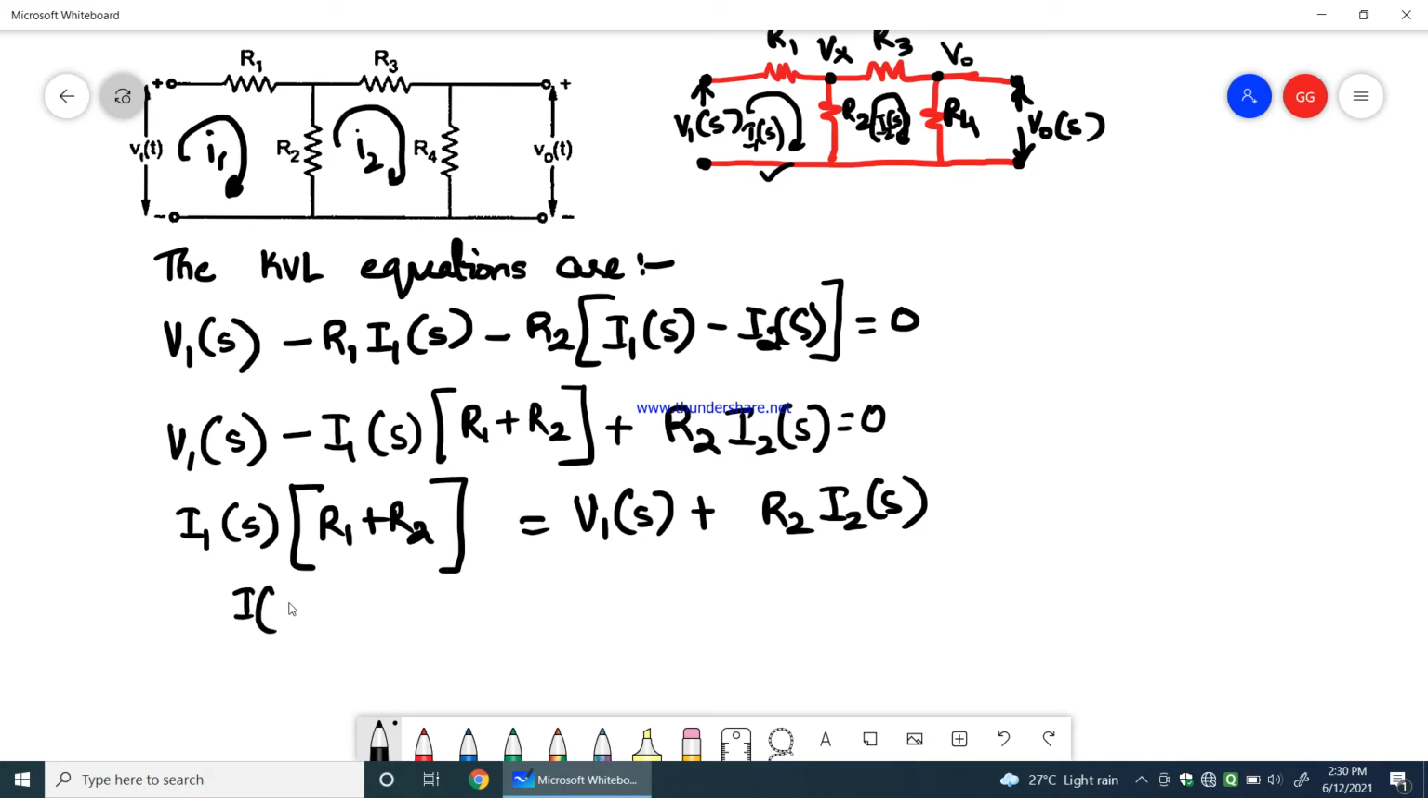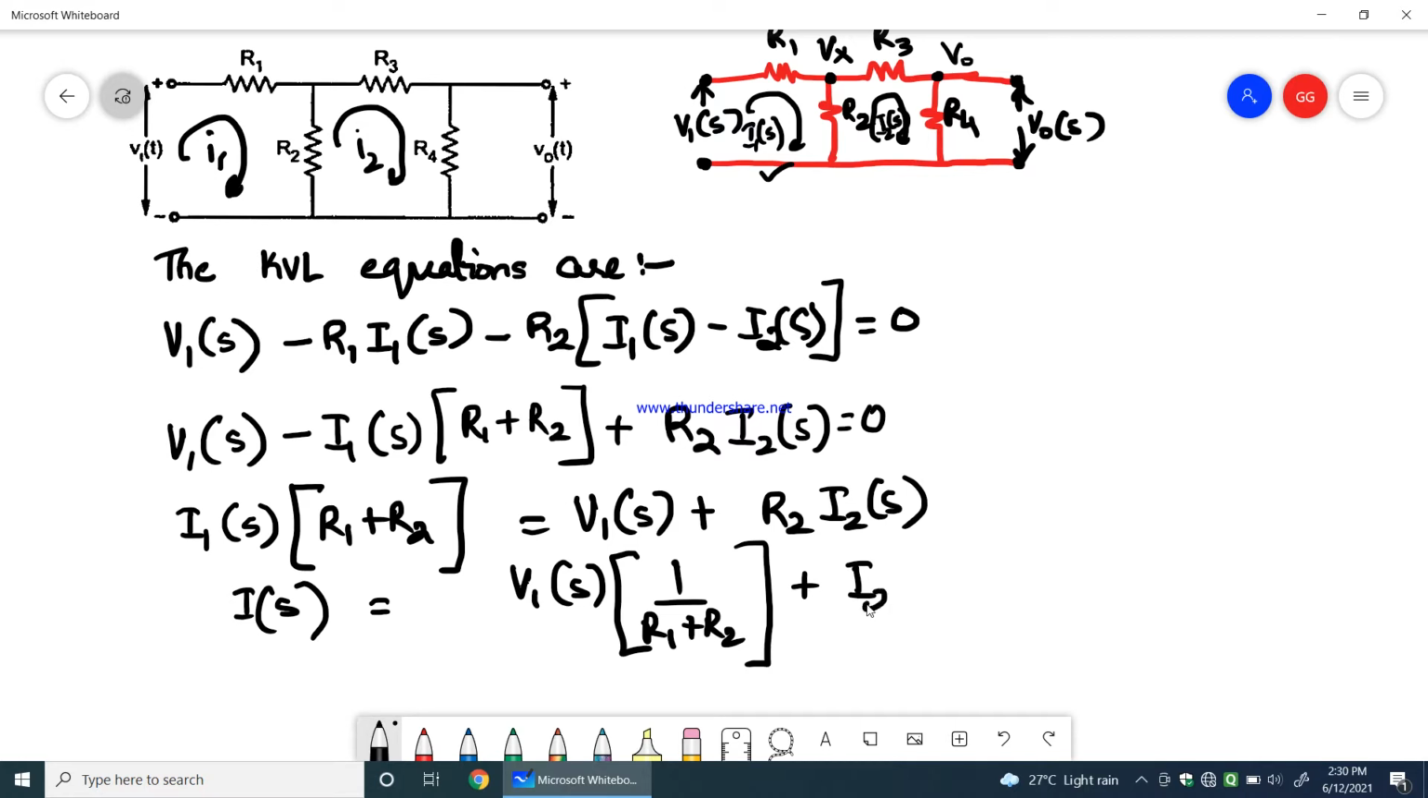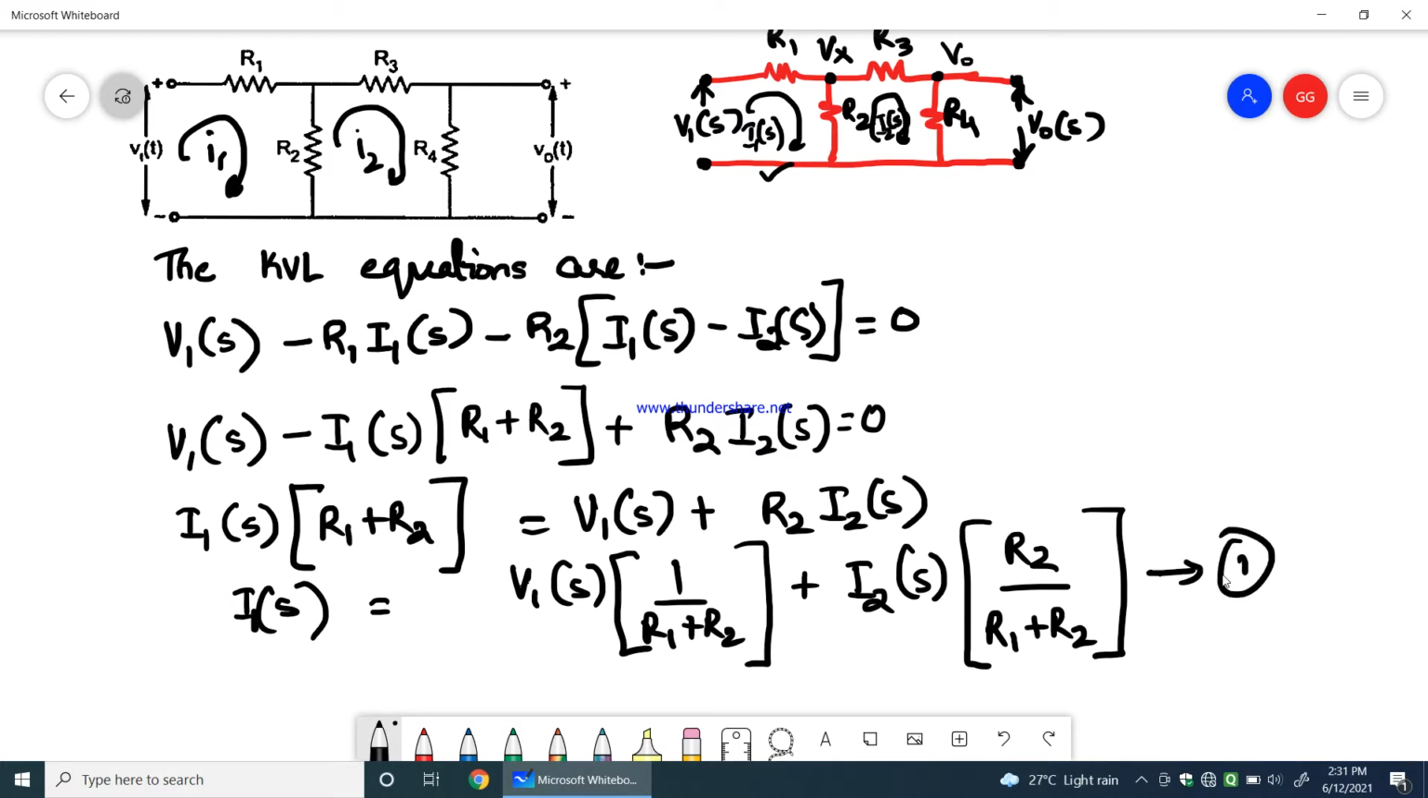Therefore I1 of S equals V1 of S into 1 over R1 plus R2, plus I2 of S into R2 by R1 plus R2. So this would be the equation for I1 of S, which we have written. Let me consider this as equation 1.